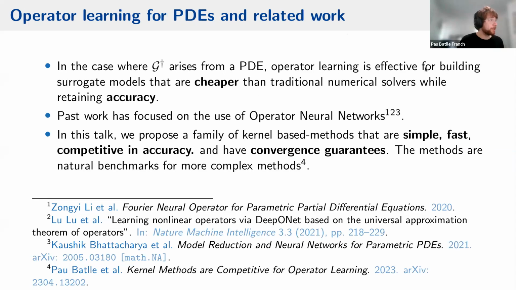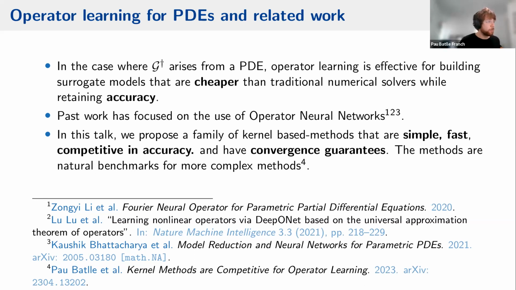A very typical example, and mostly the type of examples that I'm going to focus on in this work, is the case in which G dagger arises from a PDE. Examples of that are the solution operator, in which you want to learn the map from the initial condition to the solution. You might also be interested in an inverse problem where a PDE is parameterized by a function, like a coefficient, and you want to learn the map that sends the coefficient to the solution.